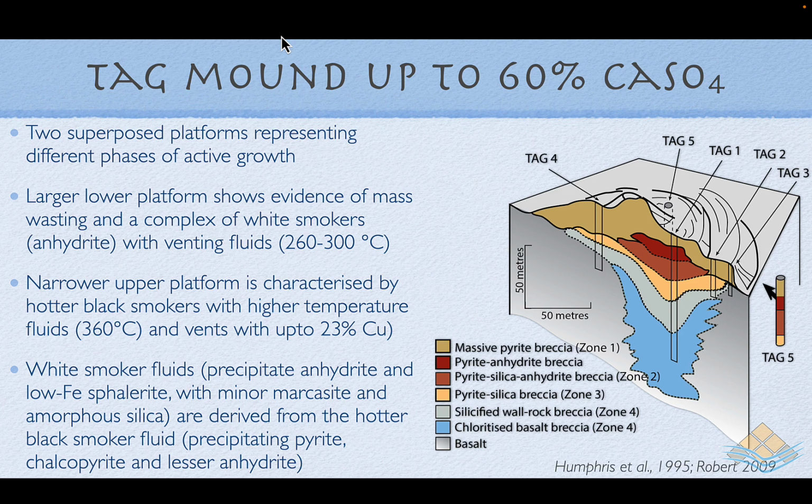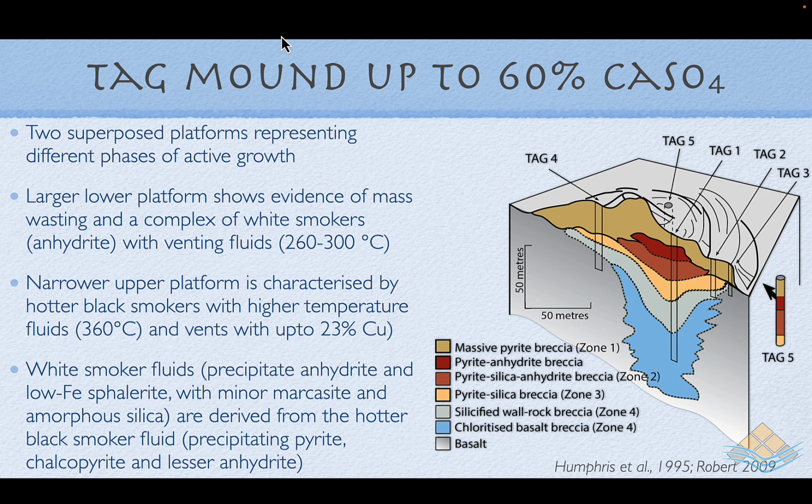What's interesting is that that larger, lower platform, which is dominated by white smoker complexes, also shows widespread evidence of mass wasting. Because once that anhydrite forms by a retrograde process of cooling of brine, once those vents are no longer active, that anhydrite starts to dissolve. But where we do see active white smoker vents, the venting fluids on that lower, larger platform in Tag Mound have venting temperatures of between 260 and 300 degrees centigrade.